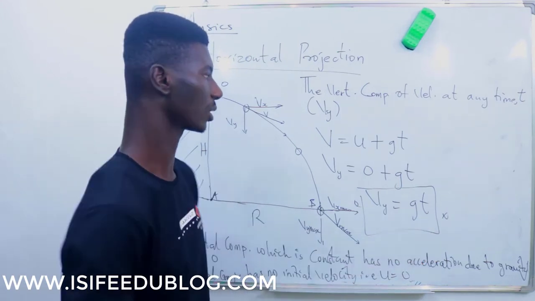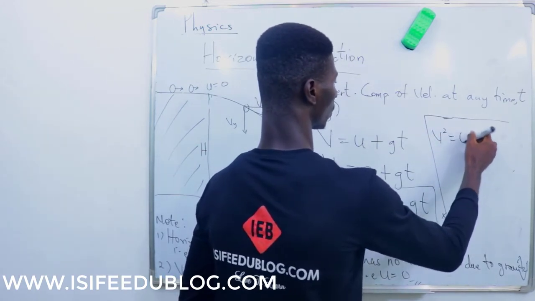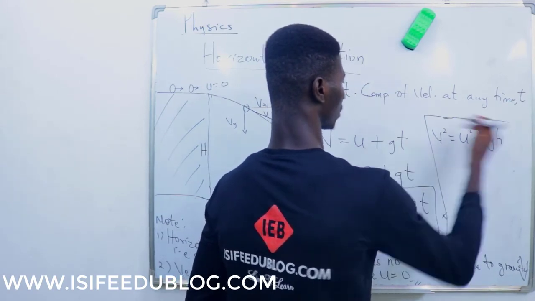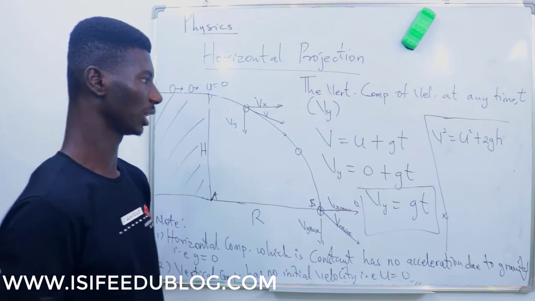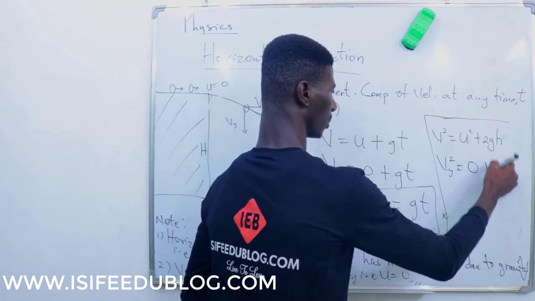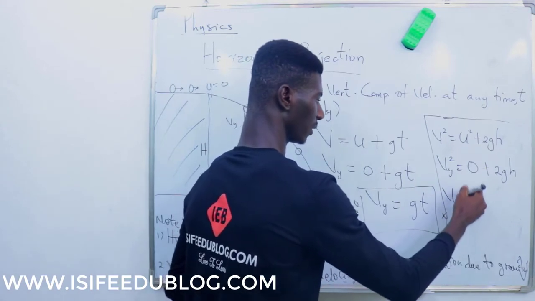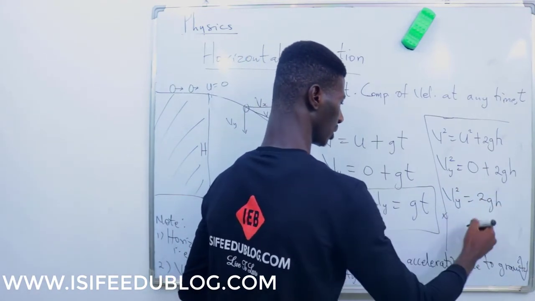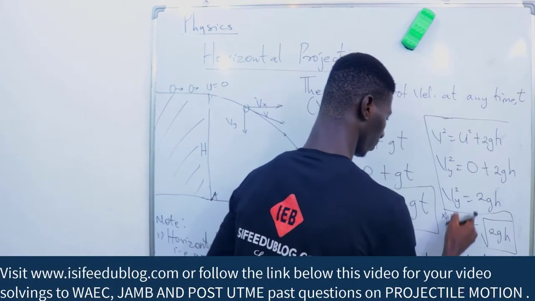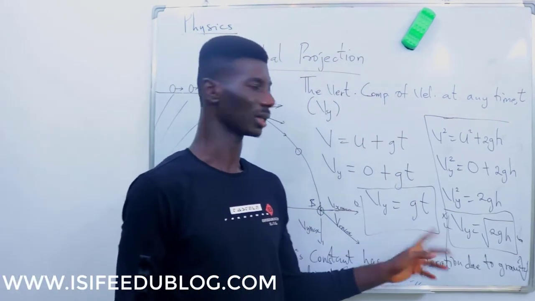If t is given, make use of this, or you can also use the third equation of motion. V squared is equal to u squared plus 2gh. At this point, our Vy squared, remember, this is 0 plus 2gh. 0 plus this gives us that Vy squared is equal to 2gh. Therefore, Vy is the square root of 2gh. But more often, the first is used because the time t is normally given.